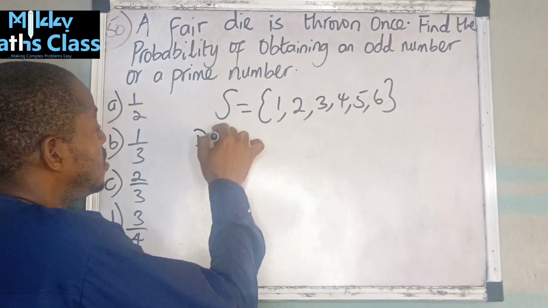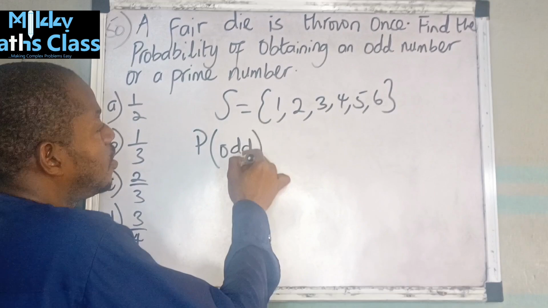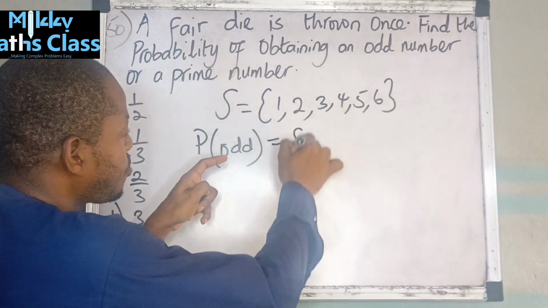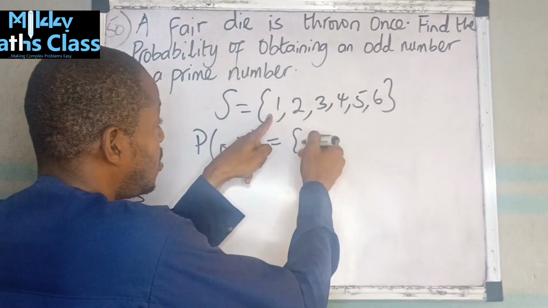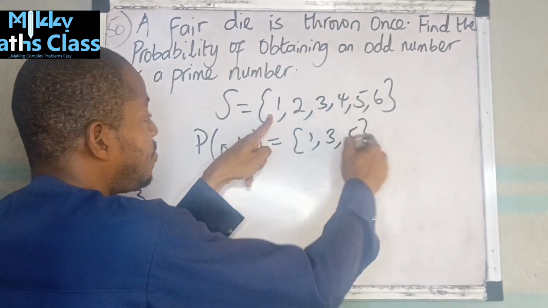So probability of obtaining an odd number. What are the odd numbers there? Let's look at the sample space for odd numbers. We have 1, 3 is odd, and 5.